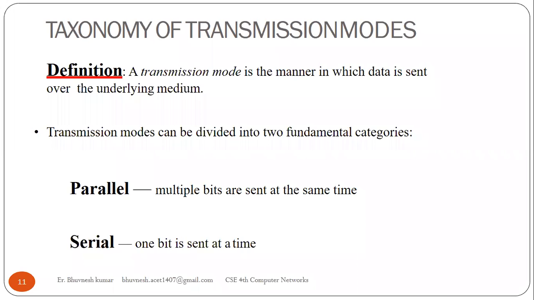Parallel stands for multiple lines. Multiple wires are there. If there are multiple wires placed parallelly, we can send multiple bits through them. So parallel means multiple bits are sent at the same time. And serial is one bit sent in a sequence, one after another. One bit is sent at a time, and in parallel multiple bits are sent at a time.